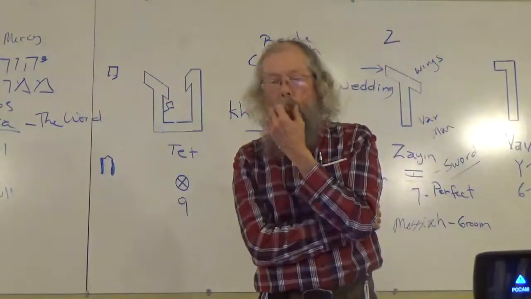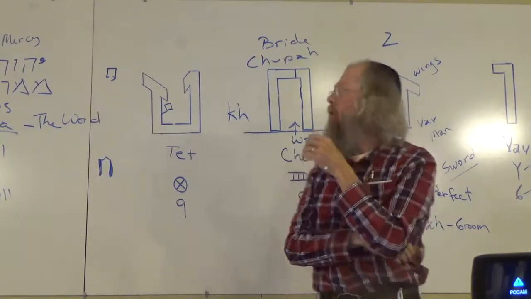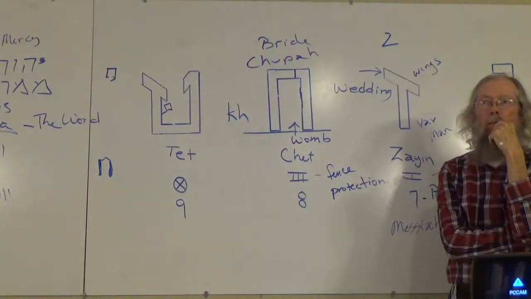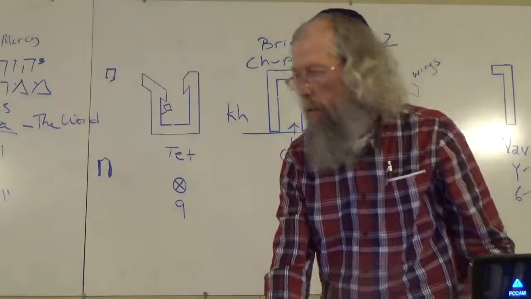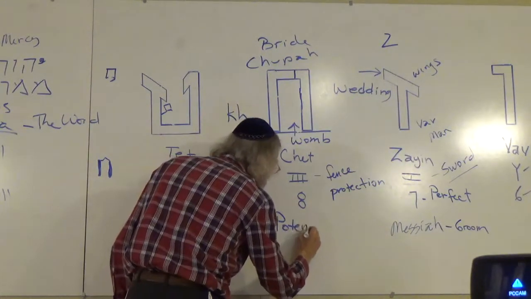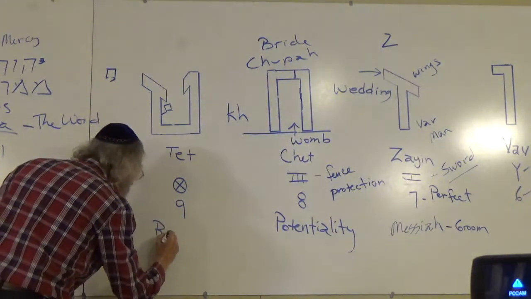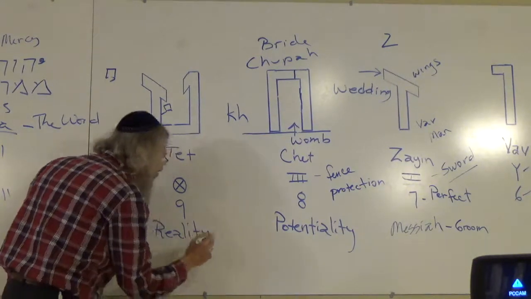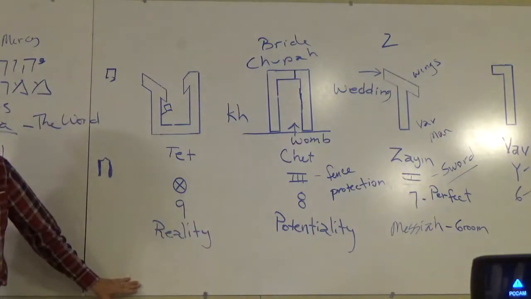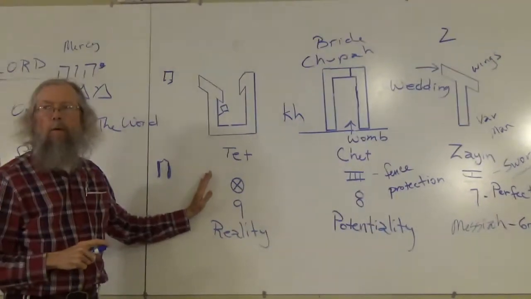Now, we're going to close with this. Because there's a difference between this and this. And the difference is called potentiality and reality. This has potential. This is real.